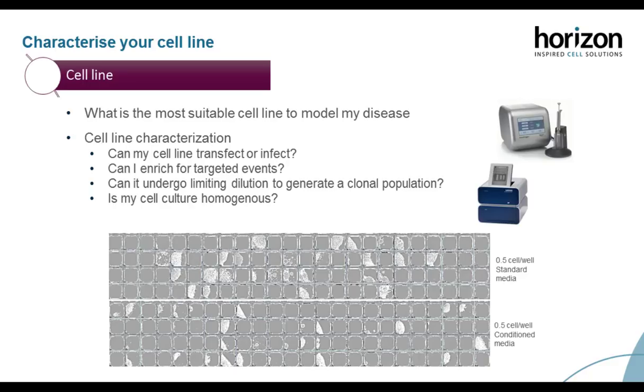And finally, the last question I ask myself is, is my culture homogeneous? In some cell lines, say, for example, in cardiomyocyte cells, you could have some cells within that culture that are actually contracting. In other cell lines, you could have semi-adherent cell lines, so you might be interested in maintaining that semi-adherent state or actually selecting a clonal population that has become 100% adherent. In another cell line population, you could have differentiated and undifferentiated cells.